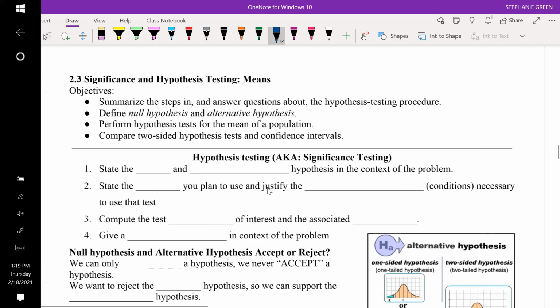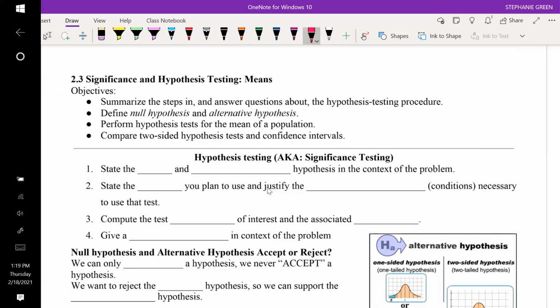So here in 2.3, we're going to talk about another way that we can do inference, another way that we can do a type of significance test. Significance testing is the same thing as hypothesis testing here. Basically, we're going to be given a situation where somebody has a certain hypothesis, and we're going to test whether or not it is true or it is false.